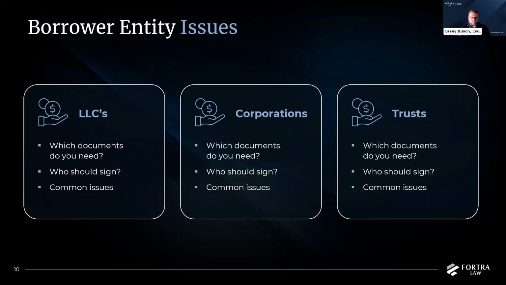Moving on to corporations, there are a few more documents you'll need for a corporation. Similarly to an LLC, you're going to have articles. These are going to be called articles of incorporation rather than organization. Again, the articles are going to have the name of the entity, so you're going to want to make sure that's correct. But it's also just the document that initiates the corporation. Once you file it, the corporation exists.